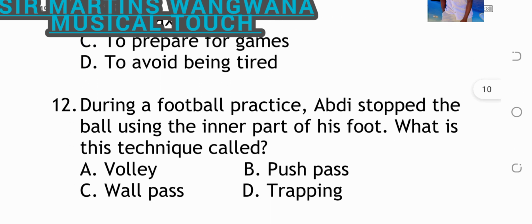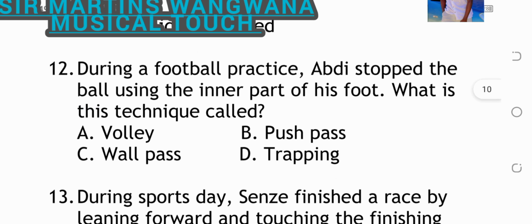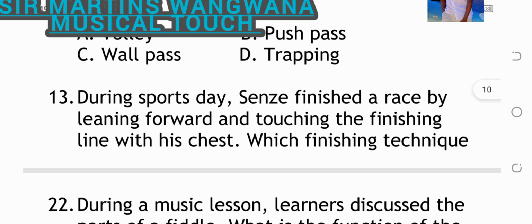Number 12. During a football practice, Abdi stopped the ball using the inner part of his foot. What is this technique called? When you use the foot, that one is trapping. The correct answer is D.